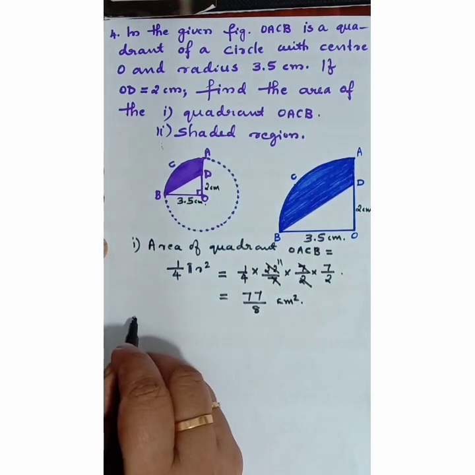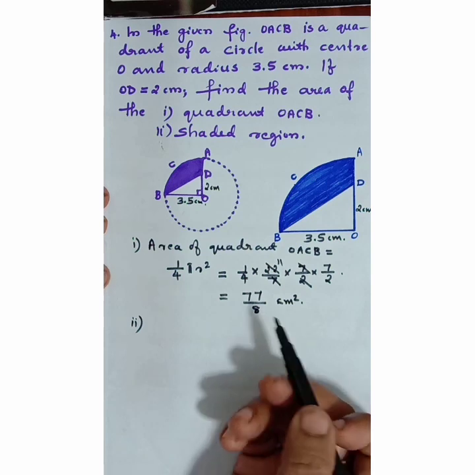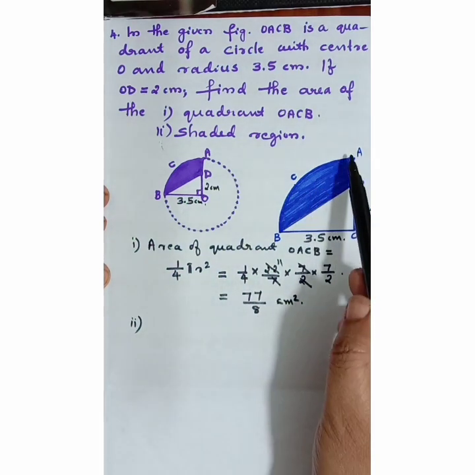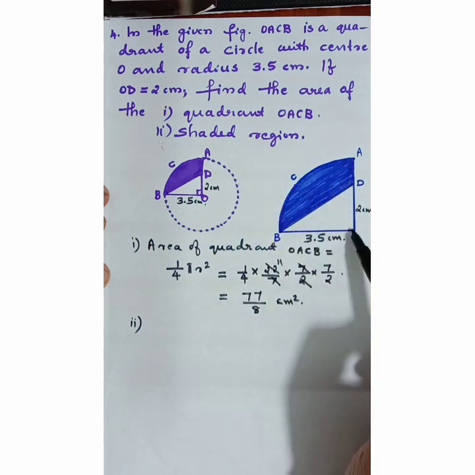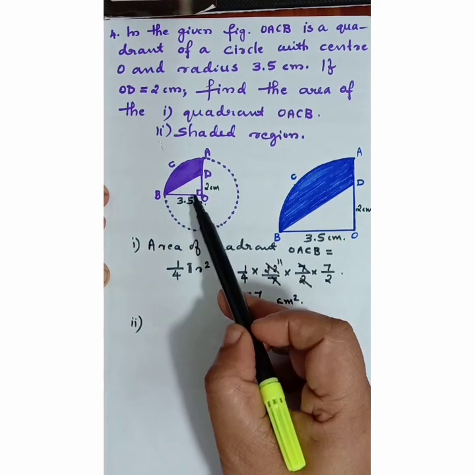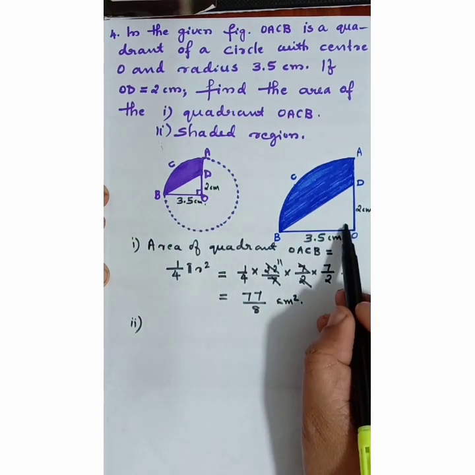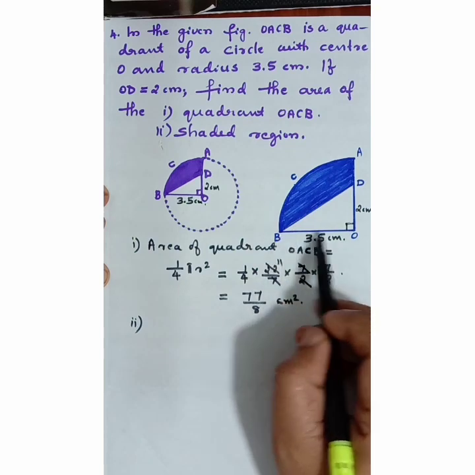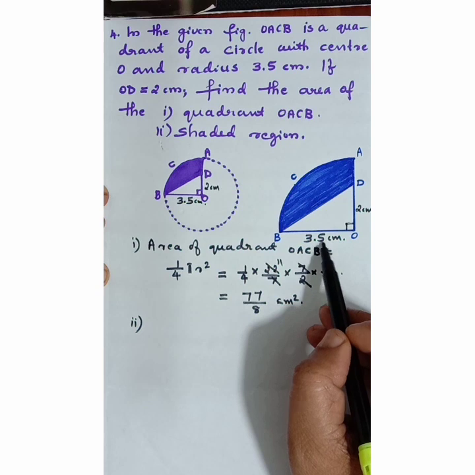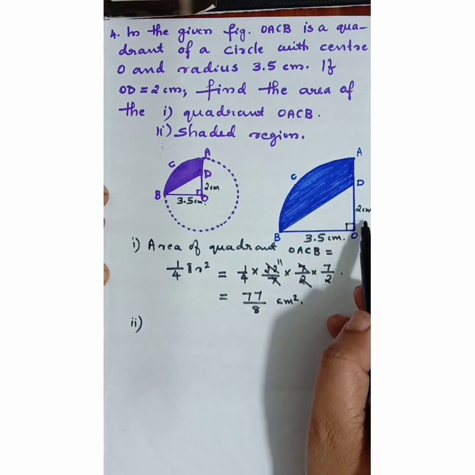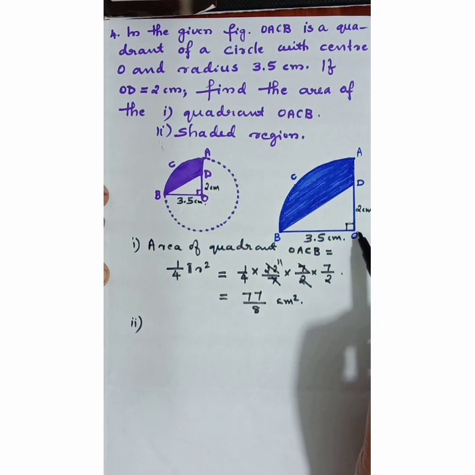Now comes the second part of the question, the shaded region. How to get this shaded region? Is it a part of the quadrant? From the quadrant, you have to subtract the area of the triangle. As it is a quadrant, it's clear that this angle is 90 degree. So it's a right triangle we have. We have the base OB 3.5 and height 2 centimeter. Or you can consider 2 as the base and height 3.5. There is no problem. So the half b h formula here we can use for finding the area of the triangle.